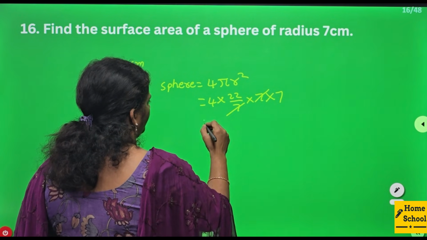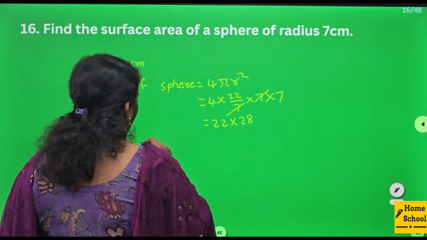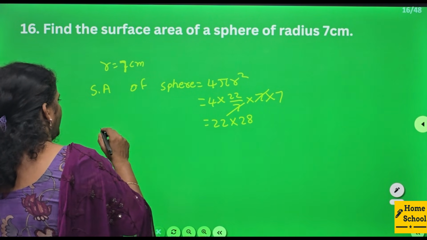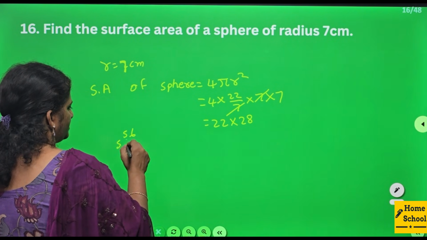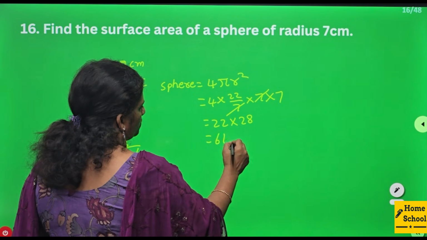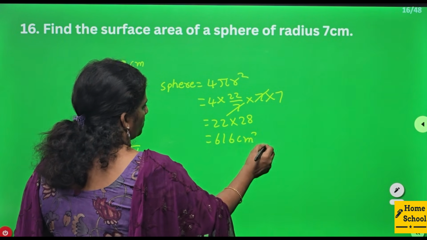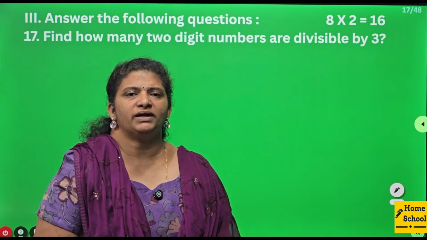Now multiply 22 into 28. That will be, with 28 you multiply 56. 56, that will be 616. 616 centimeter square is the surface area of the sphere. With this we complete our 2 mains.